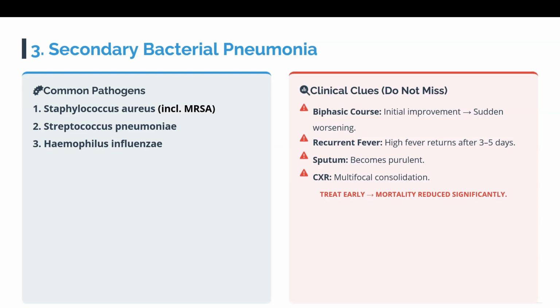Clinical clues for secondary bacterial pneumonia are the biphasic course: initial improvement while the influenza is being treated, and then sudden worsening due to secondary bacterial infection. There will be recurrent fever; high grade fever returns after 3 to 5 days of the initial infection. Sputum may become purulent rather than the initial whitish ropey sputum. Chest X-ray may show multifocal consolidation. Treat early, as mortality is reduced significantly.